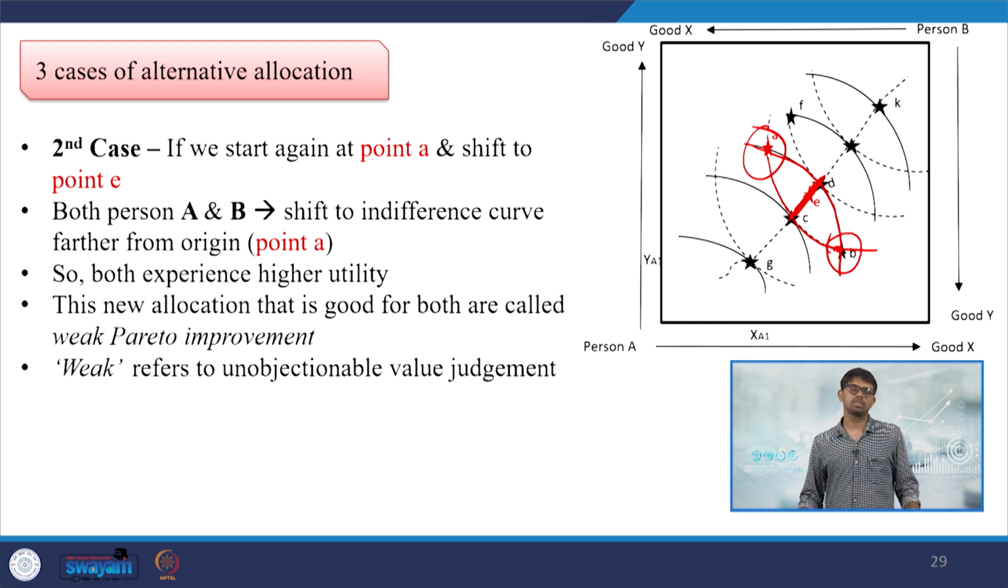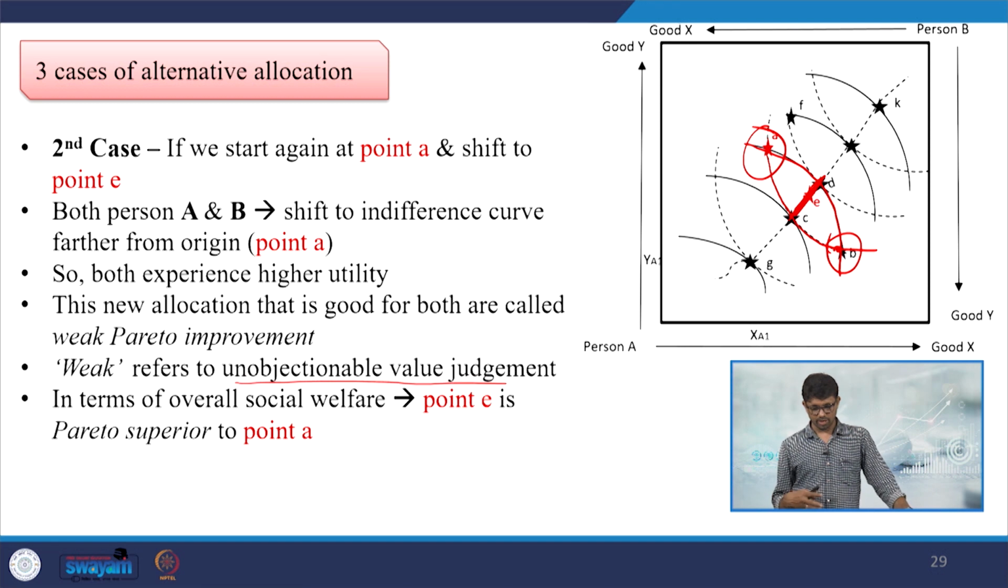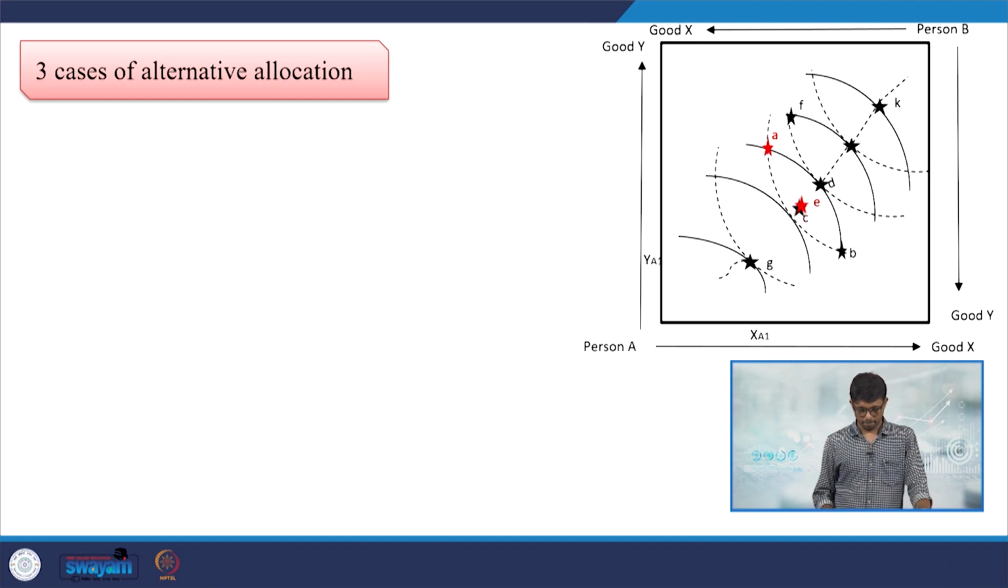Pareto rather discusses the best possibility, if there are any changes from A to B, that must be compensating or must be trading off. That is the right word. When we are saying compensation principle, we are actually referring to other theories of Hicks and Kaldor. We will be discussing that in a short while. Now, weak refers to unobjectionable value judgment, whereas had it been a strong case, it would have been some kind of trade off. In terms of overall social welfare, point E is Pareto superior to point A.